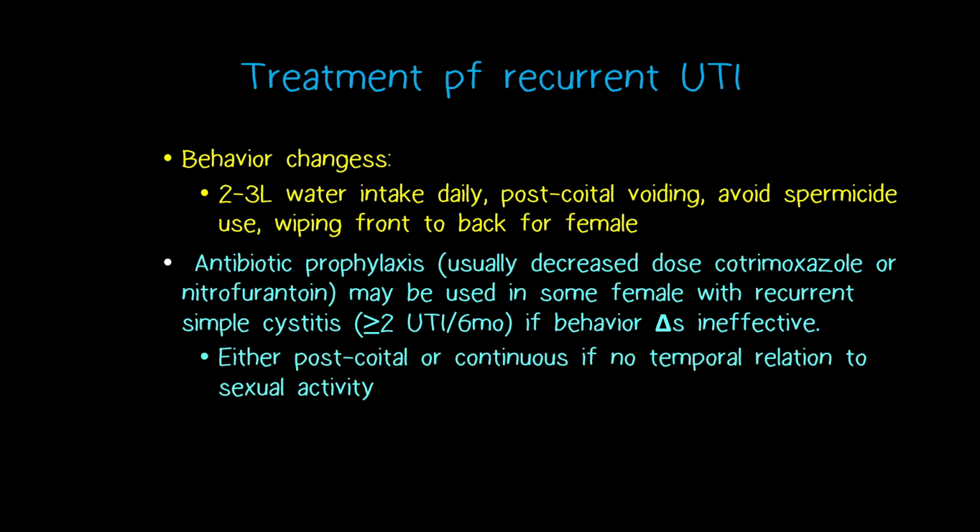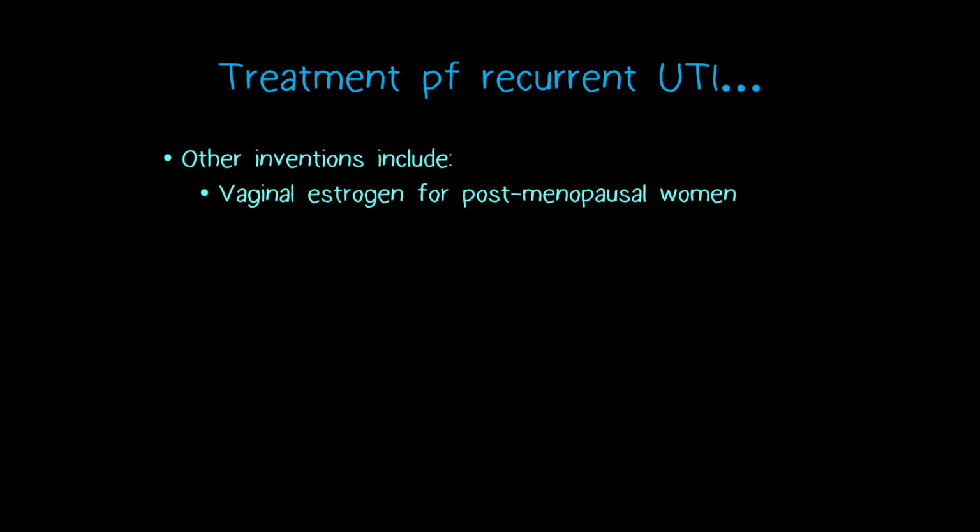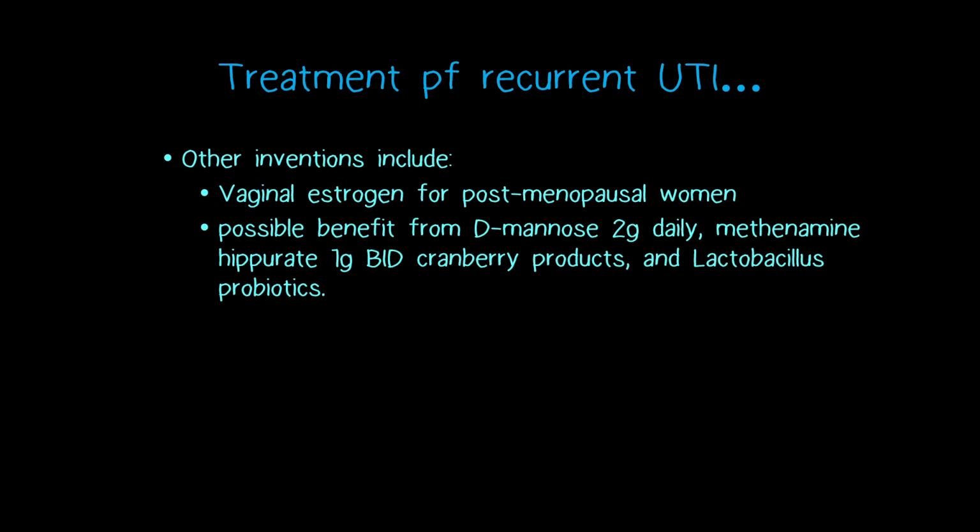you may use cotrimoxazole or nitrofurantoin, used in females with recurrent simple cystitis if behavioral change doesn't completely treat the recurrence. One can use postcoital or continuous if no temporal relation to sexual activity. Other interventions include vaginal estrogen for postmenopausal women and other drugs.